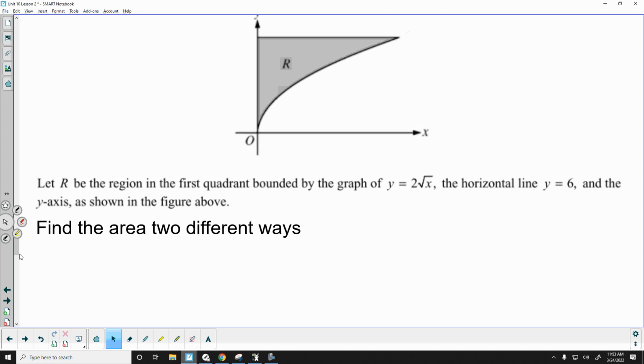Now, this intersection, guys, you can find. It's when the two equations equal each other. It's when x equals 9, and that's when y equals 6. Okay, let's do the way we learned last class. Let's go vertical first.